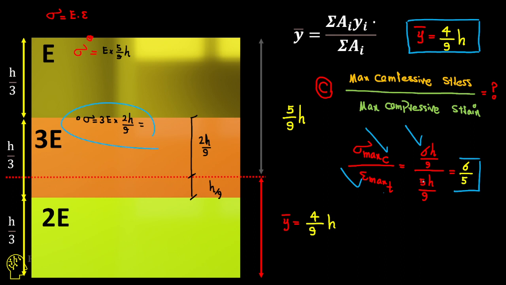I think this would be the maximum tensile strain, which happens here, at a distance from the centroid of 5h over 9. If you do the math, it gives you 6 over 5.